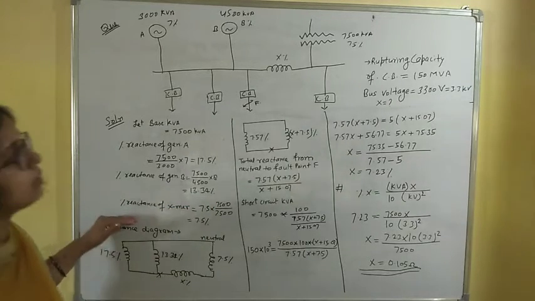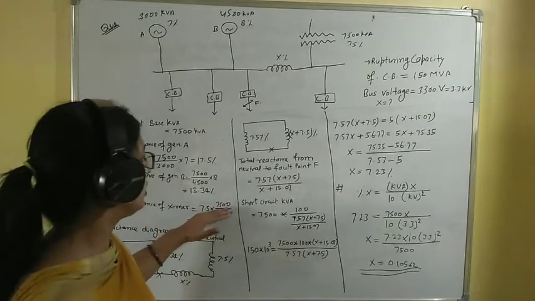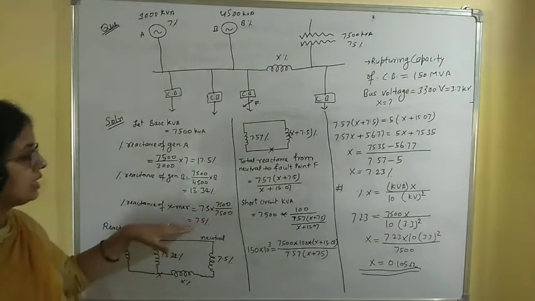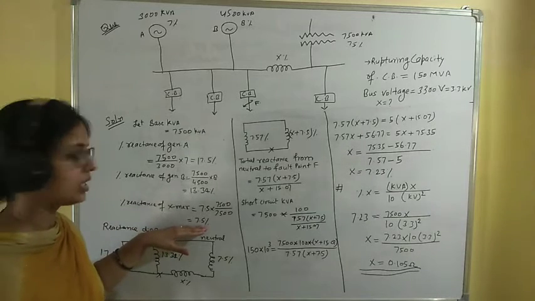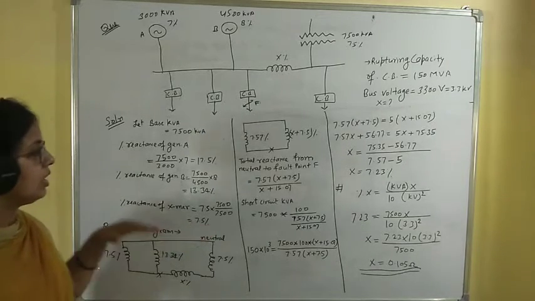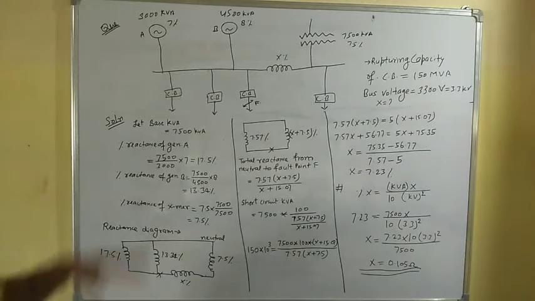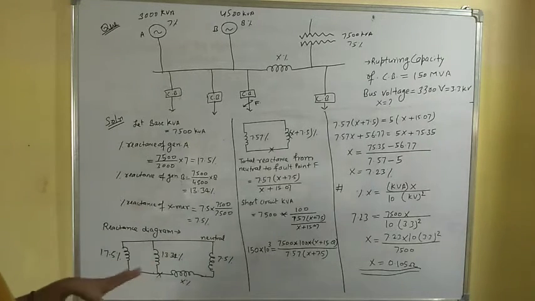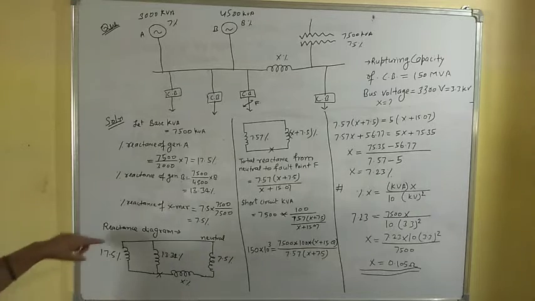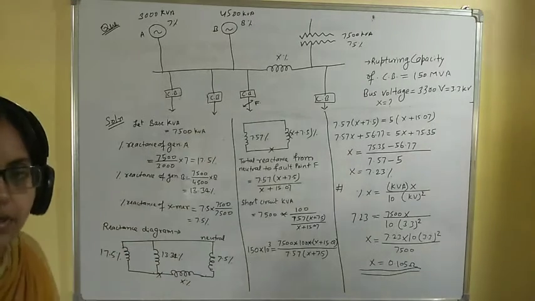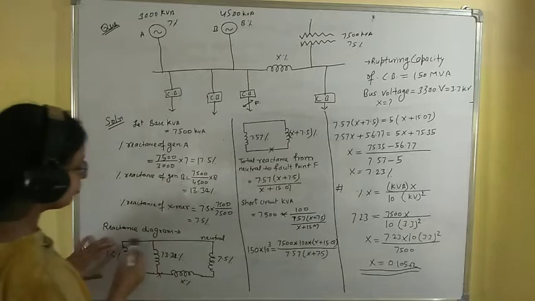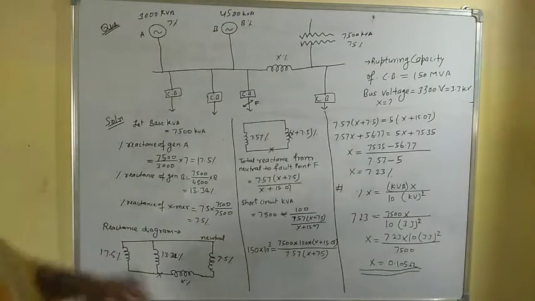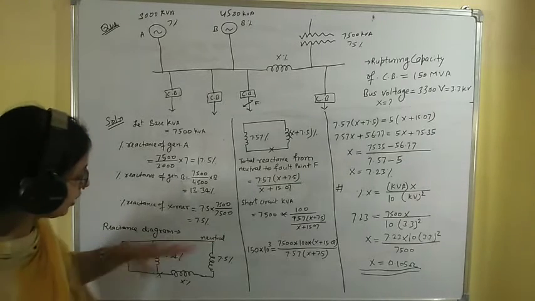Similarly for the transformer, it has the same kVA as the base kVA, so we again get the same percentage, that is 7.5%. Now the third step to solve this question is to draw the reactance diagram. First we make a neutral point where we connect the reactance values of the equipment. So this is the neutral point.